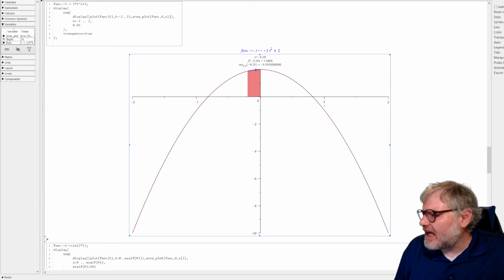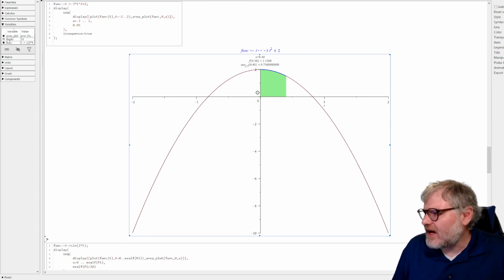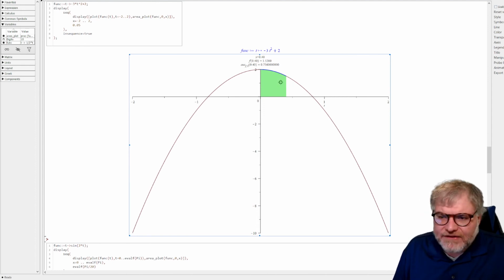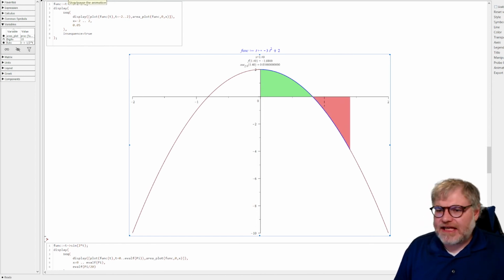Now I hit play again. Now F is above the axis, right at the base point. That means I'm accumulating positive area, so now my derivative of area under the curve is positive. And now I keep moving, and now I'm accumulating negative area.